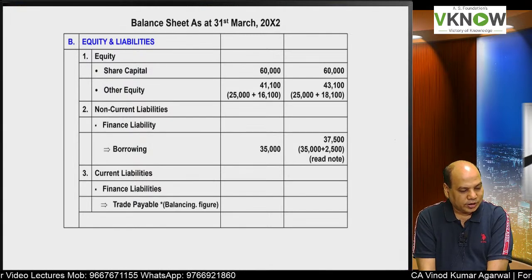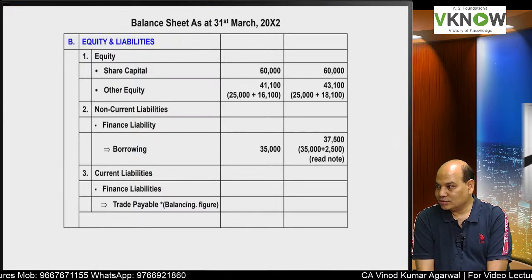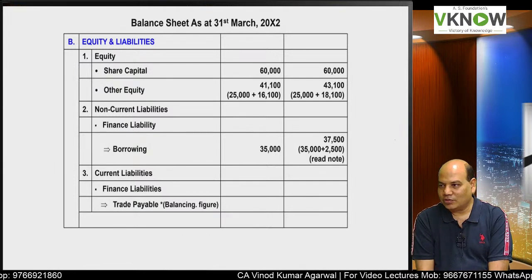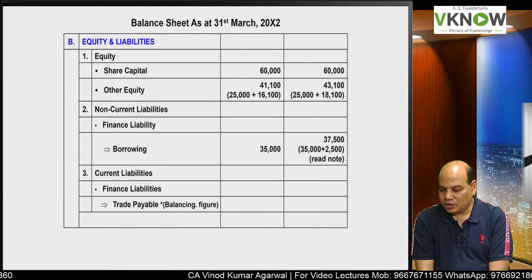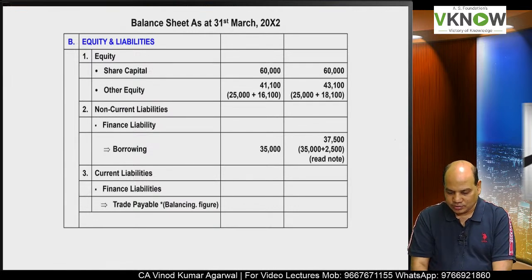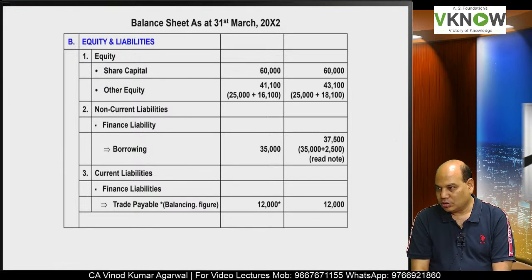Will you take the same figure? No, because that will change. You have done purchase, so that will be equal to the balancing figure. The question has not given you the closing balance of trade payable, and they have given all other figures. So trade payable will be the balancing figure, and you will be happy to note that it will be the same in both the columns. Is it right?